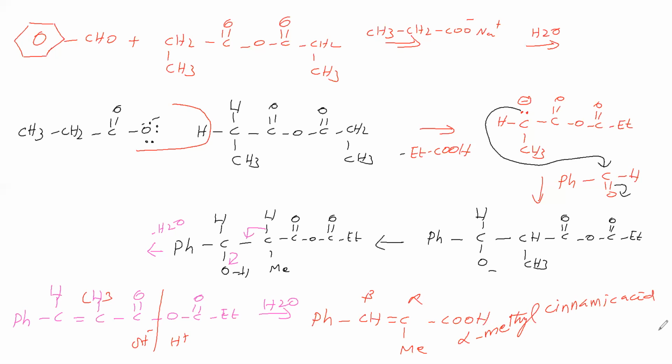In the Perkin reaction, what we have to take is one aromatic aldehyde, and another one is the anhydride of an aliphatic acid containing at least 2 alpha hydrogens. Then sodium or potassium salt of the corresponding carboxylic acid is used. Then the resultant should be taken for hydrolysis. Then we are getting an alpha beta unsaturated carboxylic acid. Okay, it is called a Perkin reaction.